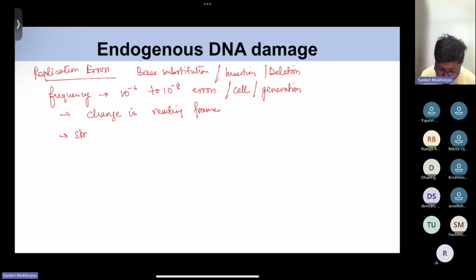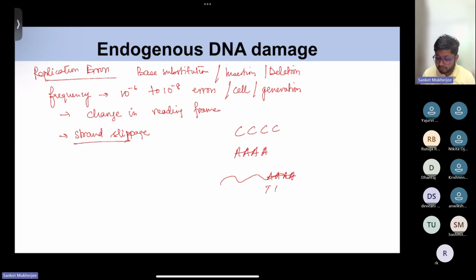There is something called strand slippage. I'm not sure if you know this. In case of strand slippage, one of the classic examples is Huntington's disease. So you can read about it. If there are multiple C's, it could be any nucleotide, not only C's. For example, there are multiple C's or multiple A's in a DNA. What happens is the DNA replication machinery, the polymerase, will incorporate thymine if it is A, let's say, in the opposite strand. That is how it should happen.